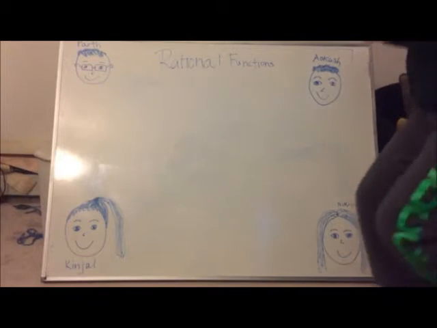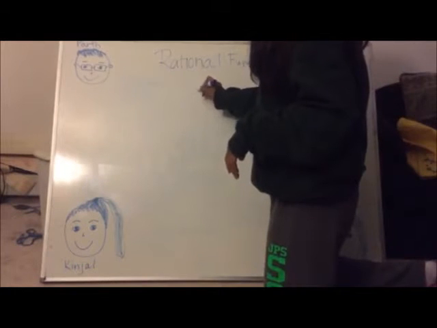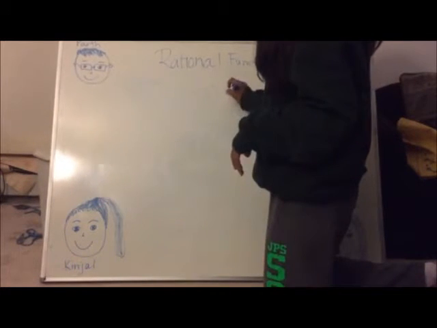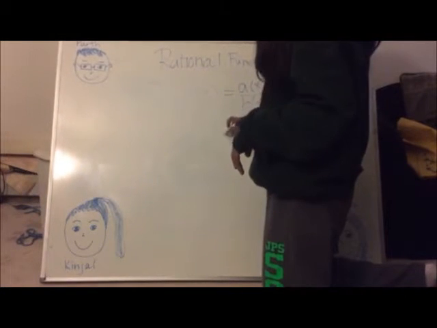Today we'll be talking about rational functions. Before we begin, we should know what a rational function is. A rational function, f of x, is the quotient of two polynomial functions, a of x and b of x. So basically there's one polynomial on top of another, where b of x cannot equal 0.